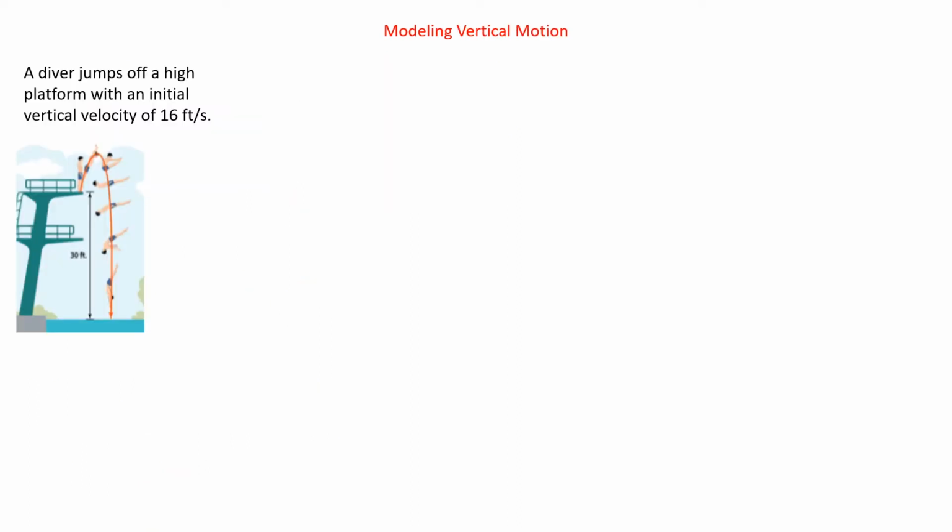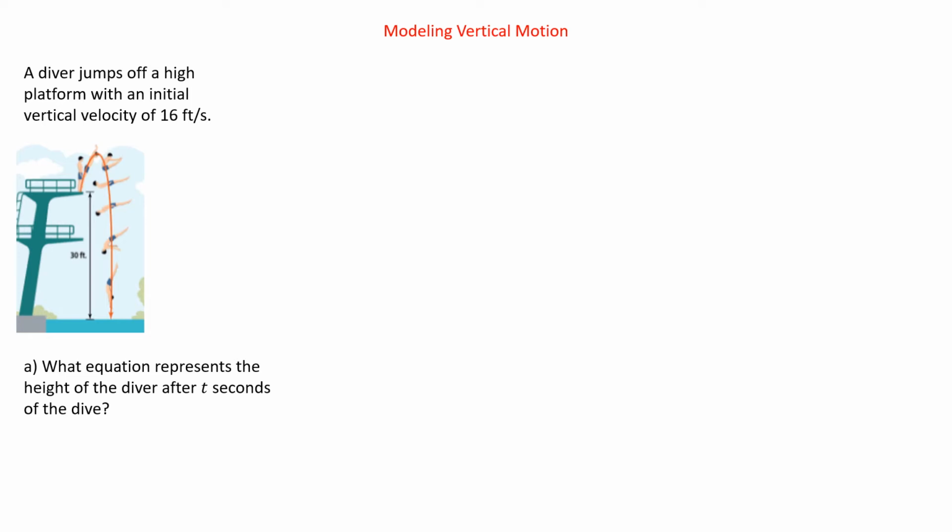Next type, modeling vertical motion. So vertical motion is always quadratic because of how gravity works. Gravity is an acceleration, or it's an acceleration due to gravity, which means that as you fall, your speed, your velocity increases, which makes it quadratic. So here we have a diver jumps off a high platform with an initial vertical velocity of 16 feet per second. What equation represents the height of the diver after t seconds of the dive?